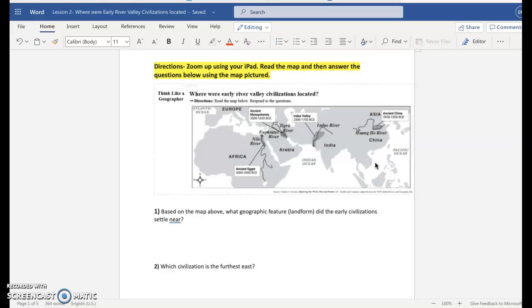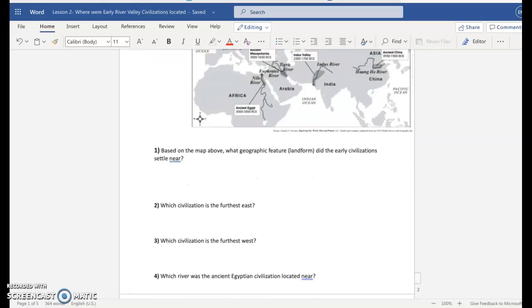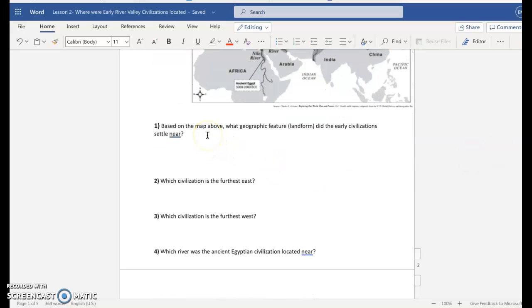Think of, remember, mountains, deserts, things like that are landforms. I'm not going to give away the answer, but remember that term landforms that we have been focusing on for many different lessons. Okay, look at the map to help you get your answer. All you do is double click right here, and then you can type out your answer.